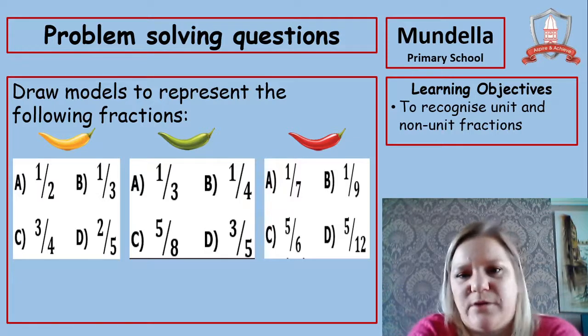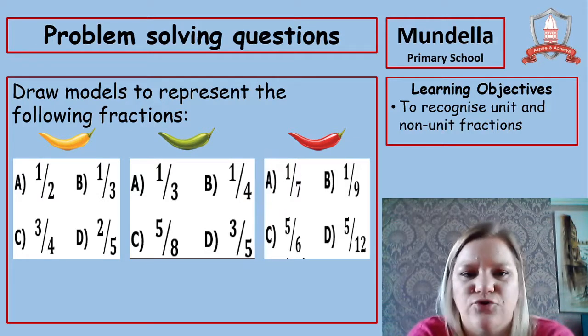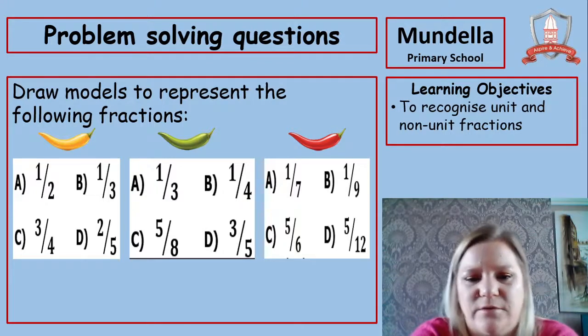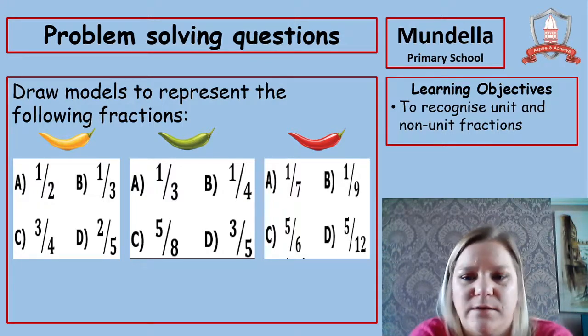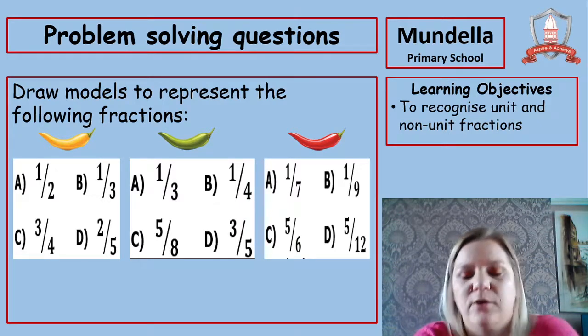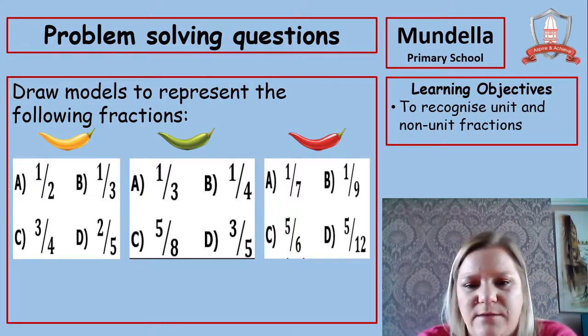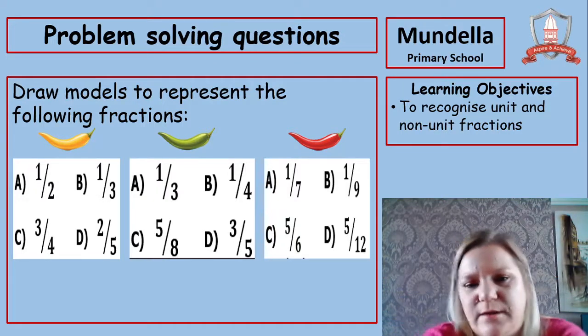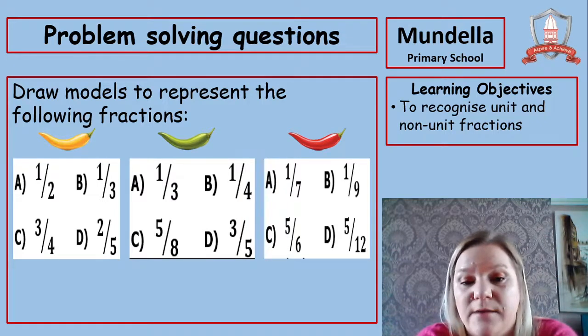Some questions here for you to do for problem solving, and this time you're going to draw models to represent the following fractions. Some of them are unit fractions with 1 as a numerator, some of them are non-unit fractions, so they've got a numerator that's greater than 1. When you draw your models, make sure that you draw all of the parts the correct size. So if we have a look at the extra hot chili challenge, question A says 1/7. So you would have to have a shape that's split up into 7 equal sized pieces. Pause the video and have a go at this now, please.